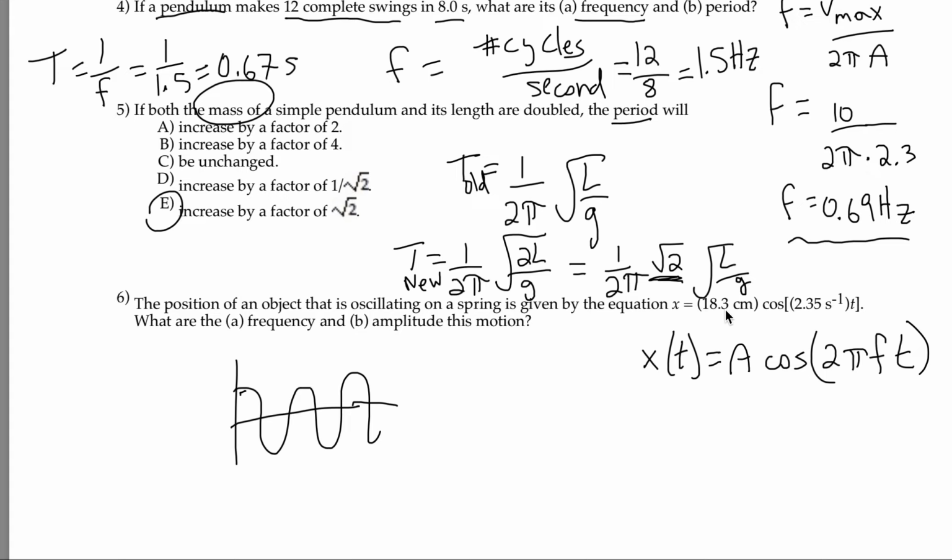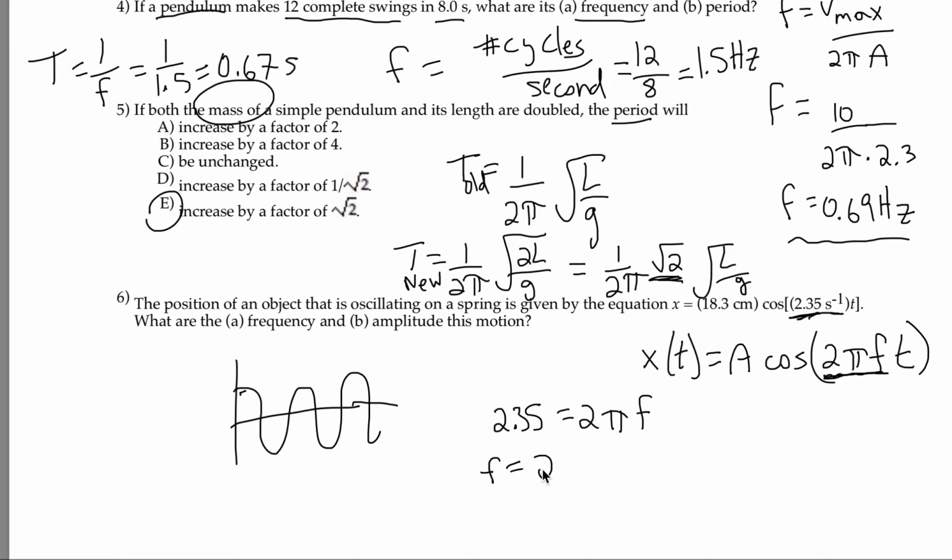So if we compare this equation, we see that if we're trying to find a frequency, it's going to be related to whatever is in front of the time. What's in front of the time here is 2.35 seconds to the negative 1, but that's what's in front of the time variable. So that means that 2.35 is equal to 2 pi f. So see how we're able to extract some information from this equation by relating it to the standard form of the equation. Now we can solve for f.